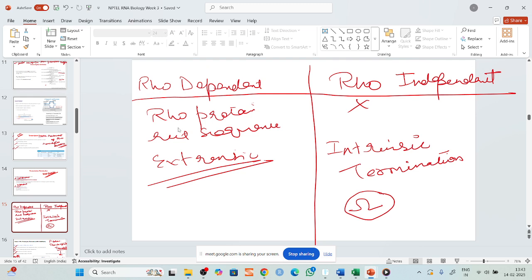Rho dependent means it requires a rho protein and a sequence, that is the rut sequence, and it is an extrinsic way of the termination of transcription. Whereas rho independent is an intrinsic way of the termination of transcription. It does not require the rho protein, it does not require a rut sequence, but there has to be some hairpin or stem loop structure which is rich in AT sequence.